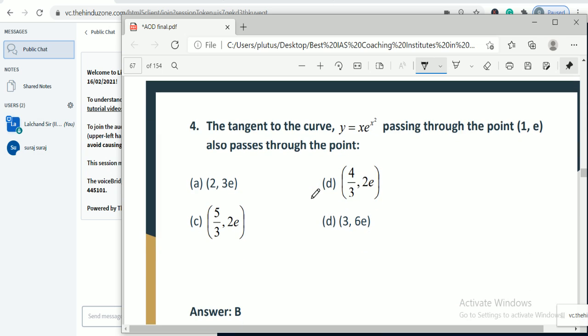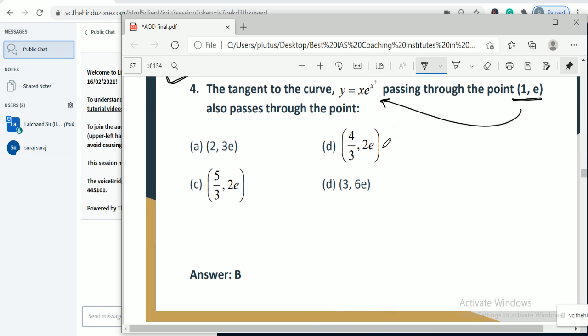Can you solve this question now? This is a question based on tangent. Tangent to the curve passing through the point 1, comma e also passes through this point. So how to solve this question? First, we need to verify whether this point is lying on this curve or not.